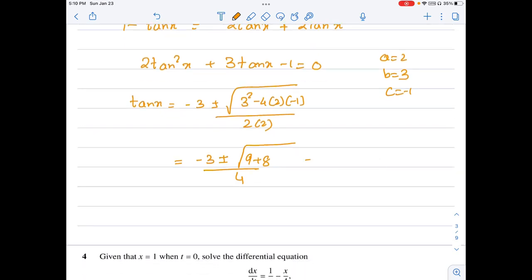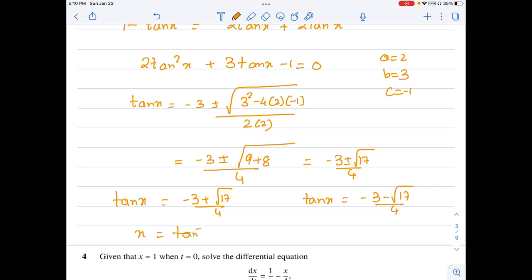So that becomes negative 3 plus or minus square root of 17 upon 4. Take both the values. First value is negative 3 plus square root of 17 upon 4, and another value is negative 3 minus root 17 upon 4. Do tan inverse of that one. Tan inverse of negative 3 plus square root 17 upon 4.